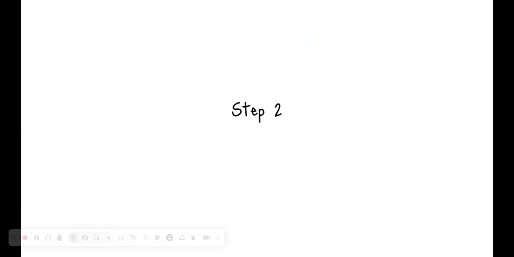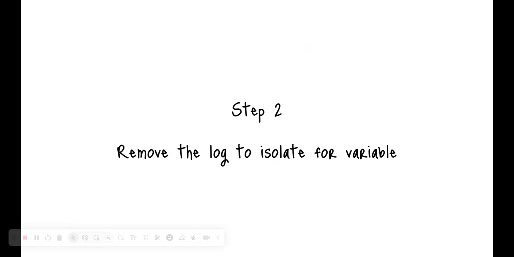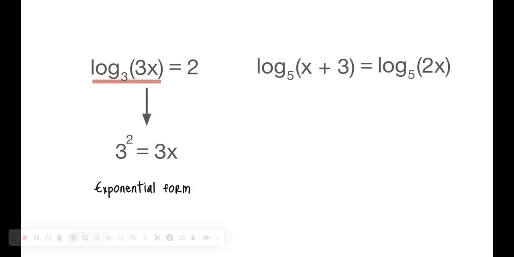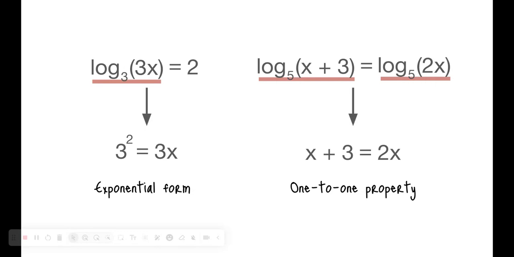The second step, after isolating the logarithm, is to get rid of that pesky logarithm and solve for the variable inside. So there are 2 ways you can approach it. 1. If you are left with the equation in logarithmic form, meaning the logarithm is on one side, then you can rewrite the equation in exponential form and isolate for the variable. 2. If both sides of the equation have logs and their bases match, then their arguments are equal to each other. We're calling this the one-to-one property. The logs can then be removed and the variable can be isolated.